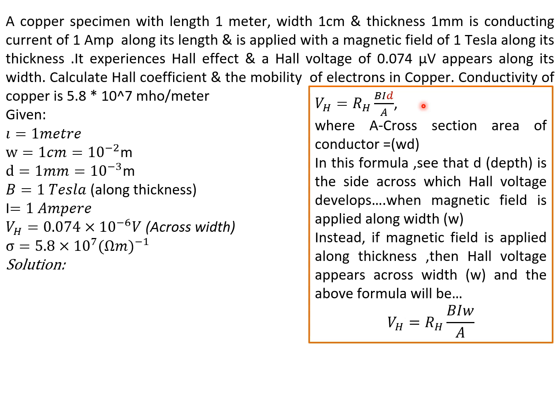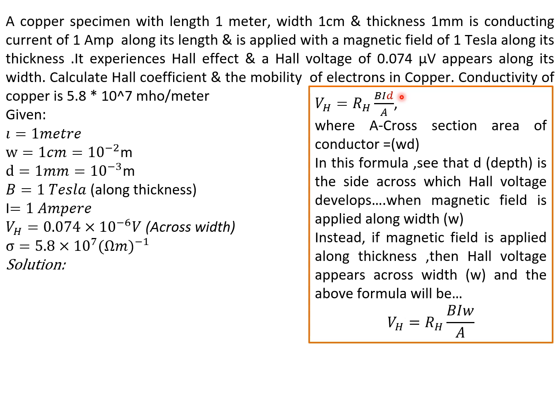See that in this formula, this D in the numerator should be the side across which Hall voltage develops. So this will depend upon the direction of magnetic field. When the magnetic field is applied along the width, then Hall voltage will appear across the thickness or depth. Thickness is also called depth. So in that case, this is the side D. In the numerator, the side should be across which Hall voltage develops.